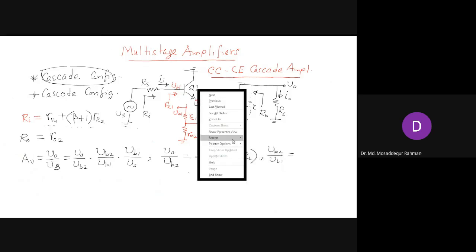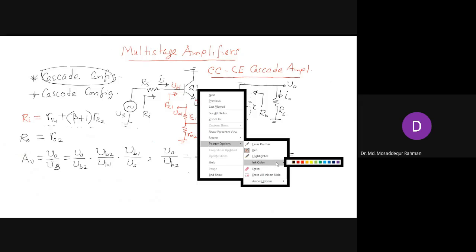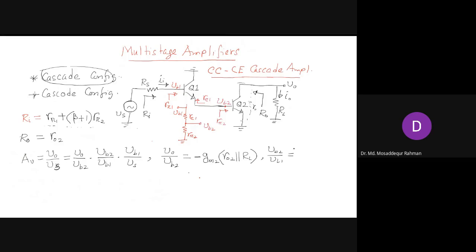Okay, so applying the voltage division rule, we write this R by 2 given by the total resistance R by 2 plus RE1. Is that clear?